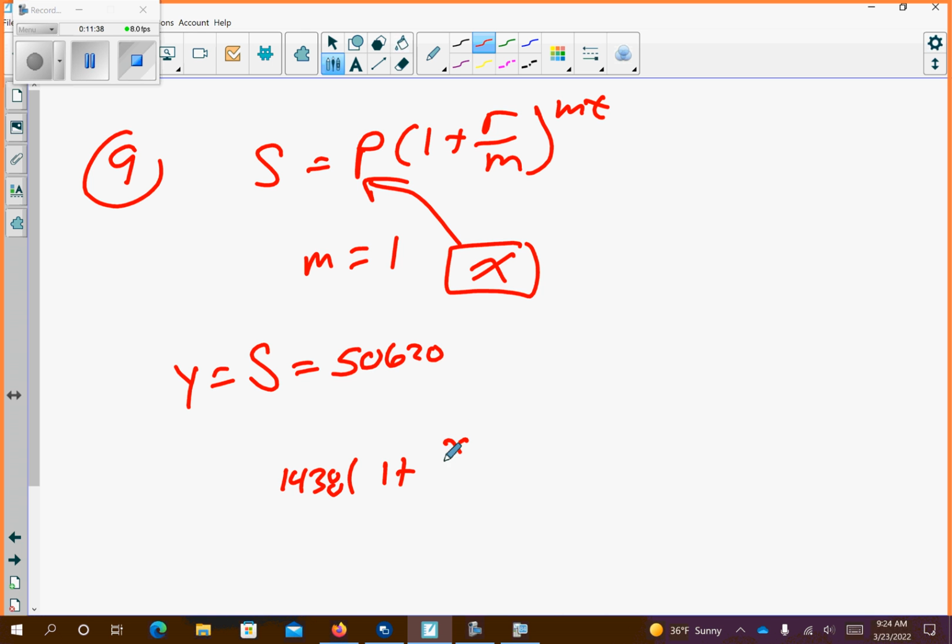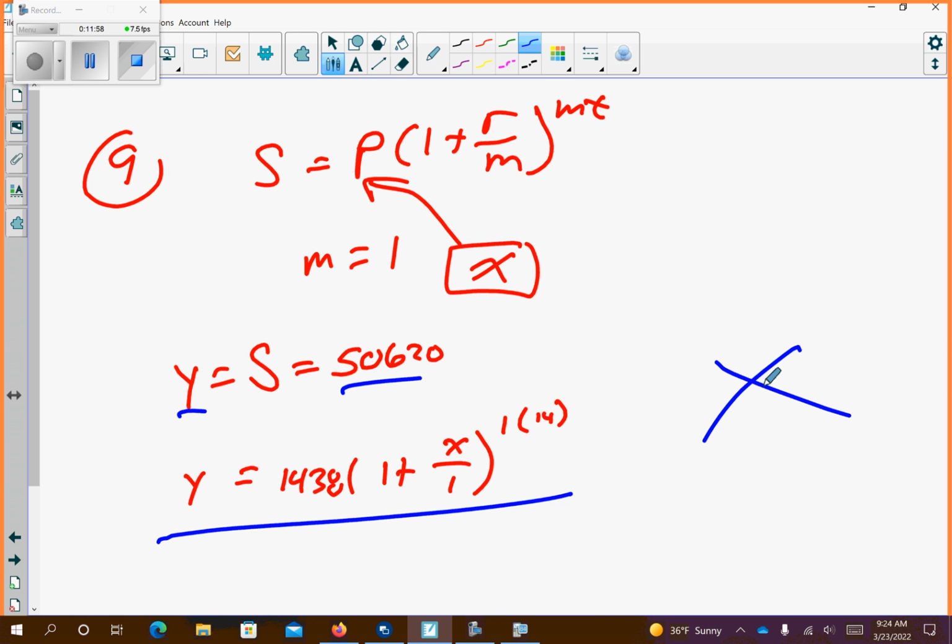We don't know this, and this was compounded annually, for 14 years. So you're going to graph this and this and figure out where they crisscross each other, and whatever the X value is, that's what you want. That'll be your time. Is that okay? And then you try and figure that out.